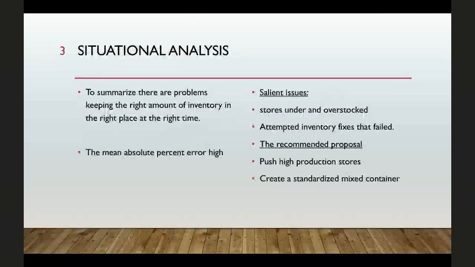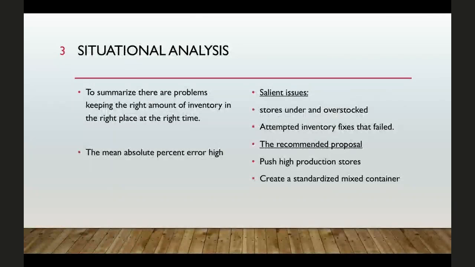As far as the situational analysis is concerned, to summarize, the essential problem is not being able to keep the right amount of inventory in the right place at the right time. That is due to the mean absolute percent error being ridiculously high, because of the forecasting techniques the company has been using, which result in high percents of error and salient issues of understock or overstock. The understock affects the customers, because if there's not enough inventory there, they can't get what they want. Overstock affects the marginal loss, because if there's too much, we're going to have high markdown prices, and that's not good either.